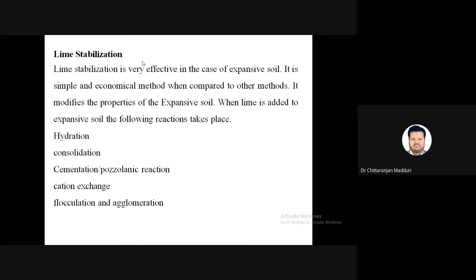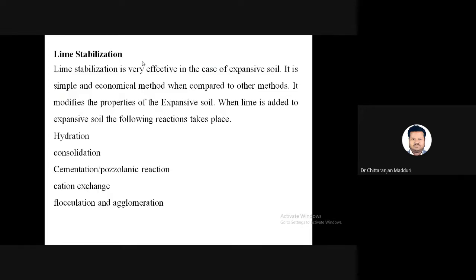It modifies the properties of the expansive soil. When lime is added to expansive soil, the following reactions take place: hydration, consolidation, cementation, pozzolanic reaction, cation exchange, flocculation, and agglomeration. So lime stabilization is very effective in the case of expansive soil when compared to all other chemicals, because it is a simple and economical method and it modifies the soil property. That means the nature of a swelling soil mass, which is swelling and shrinkage, is modified. The expansive nature can be modified to a non-expansive nature.